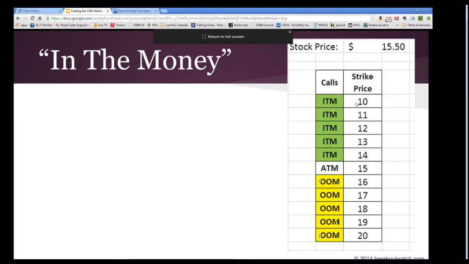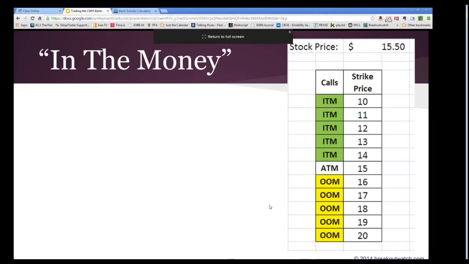And when I talk about in the money, let's imagine that we had a stock that's $15.50 at any moment in time. You went to your trading platform and you saw all these strike prices from $10 all the way up to $20. When the stock is at $15.50, anything below $15 would be in the money. You can see here. Technically, at the money would be approximately around here. That's what I'm calling at the money. And then out of the money would be anything above that.